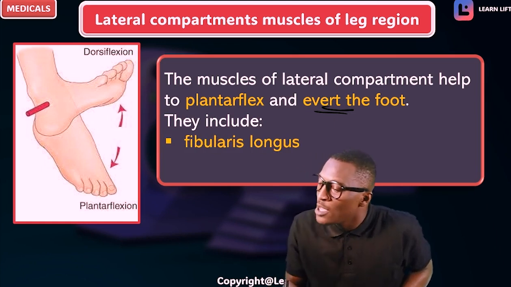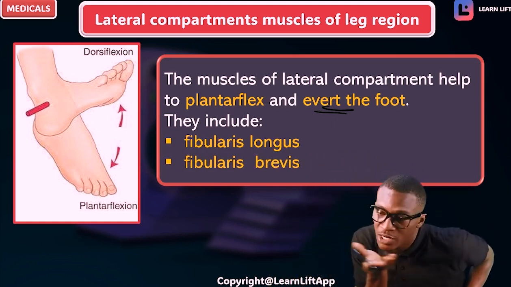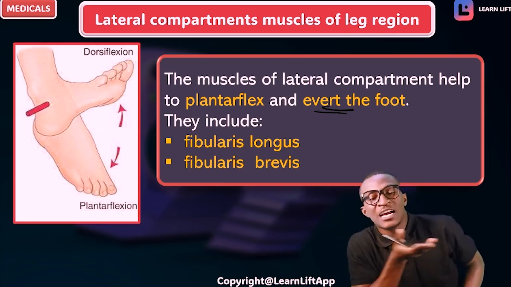So the lateral compartment muscles help to plantar flex and evert. They include, number one, the fibularis longus and the fibularis brevis. What are the two muscles? Fibularis longus, fibularis brevis. They are called the FFF.